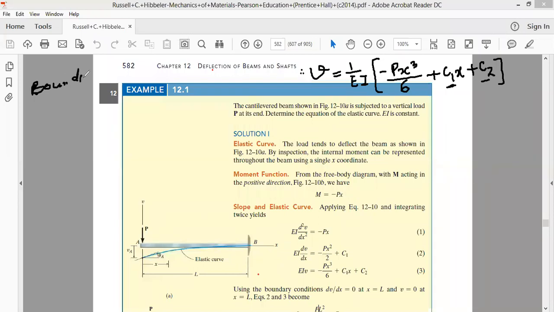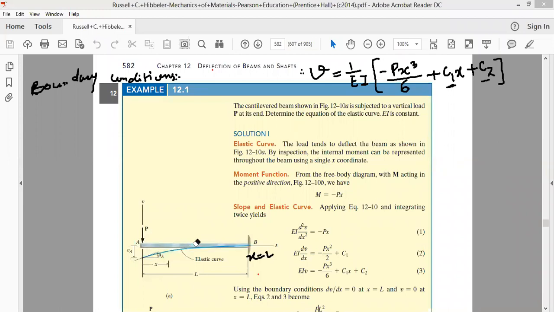Boundary conditions. What is happening to this beam at the boundaries? These are called boundary conditions. We are measuring our x-axis from the free end, which we have taken as our origin. If we go in this direction, this is our x-axis, and this point is x equal to 0, and this point is x equal to L.